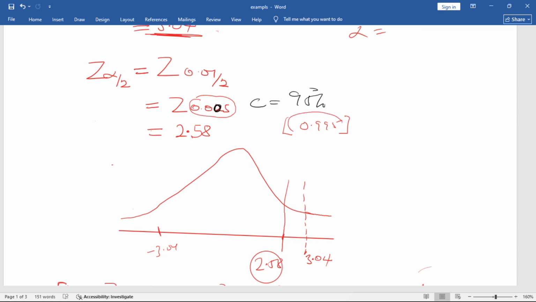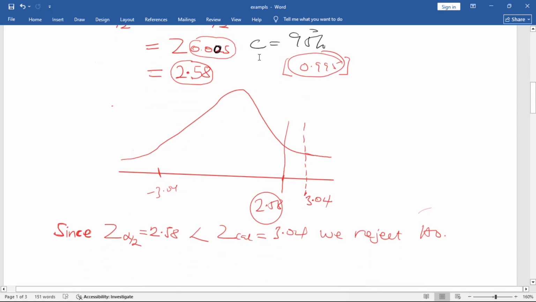So this will be our probability, and go straight to the z table. Just locate where we will find 0.995, trace it to the column and then the row to get your critical value. So here our z score is giving us 2.58. That's our critical value, right? So right now we have our critical value to be 2.58, and we have our z calculated to be 3.04, right?